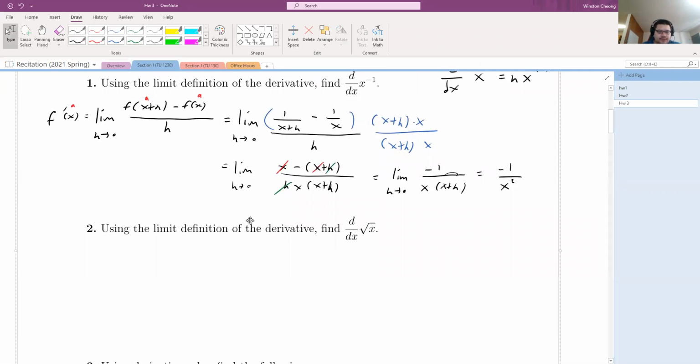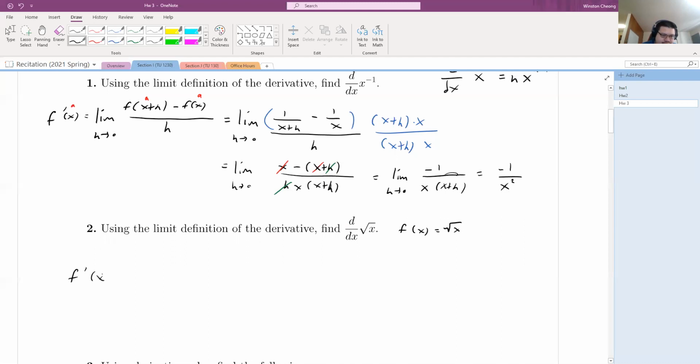Okay. Next, let's see. We've got this. I'll do the check later. So again, we want to do the same process. We extract out what is the function we're trying to take the derivative of. The function is square root of x.